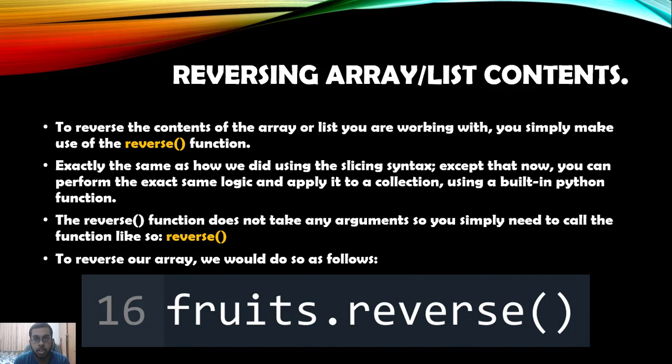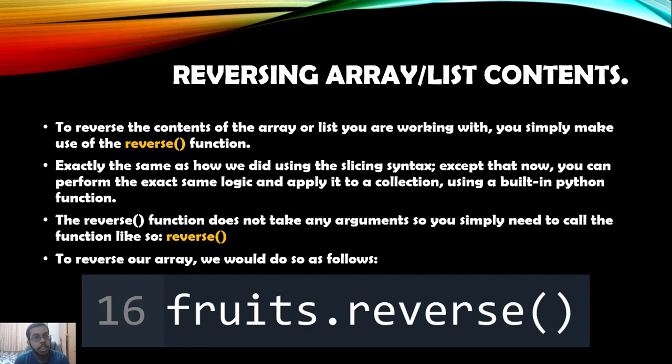Reversing array or list contents. To reverse the contents of the array or list you are working with, you simply make use of the reverse function. Exactly the same as how we did using the slicing syntax, except that now you can perform the exact same logic and apply it to a collection using a built-in Python function.